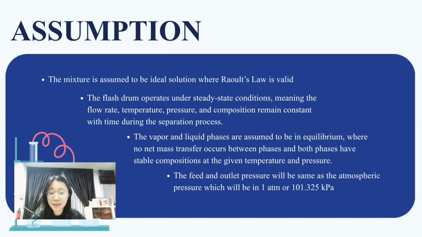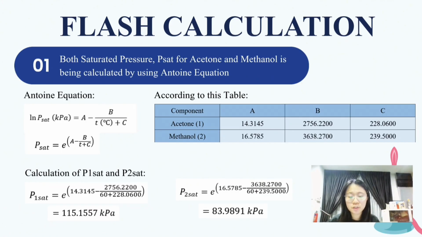The first will be the ideal behavior, where the mixture will act as an ideal solution where Raoult's law is fully valid. The second will be the steady state operations. The flow rates, temperature, pressure, and the stream compositions will remain constant over time. The third one will be the phase equilibrium, where the exit vapor and liquid phases achieve a perfect thermodynamic equilibrium, meaning that no further net mass transfer takes place. And the fourth assumption will be the uniform pressure, where the inlet and exit pressures are uniformly maintained at 101.325 kilopascal. So next will be the flash calculation.